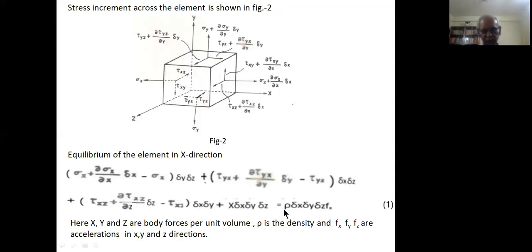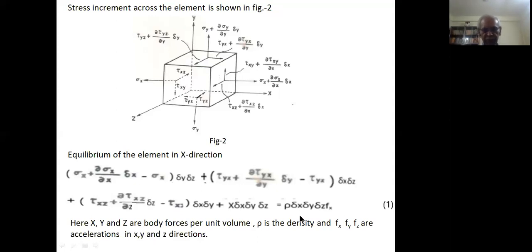Now this is the total force acting on the element, and this must be equal to mass into acceleration. What is the mass? Suppose rho is the density of the element and the volume is delta x, delta y, delta z. So this is the mass of the element, and Fx is taken as the acceleration in the x direction. So this is the total equation of equilibrium in the x direction. We have taken the forces in the x direction and equated it to the mass into acceleration. Okay, so this is the first equation of equilibrium.